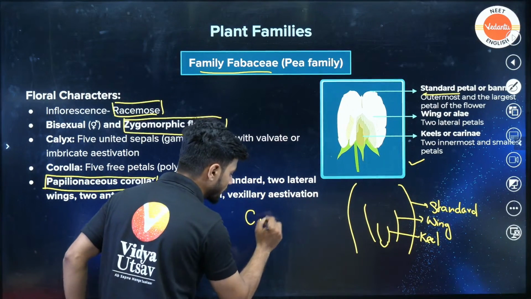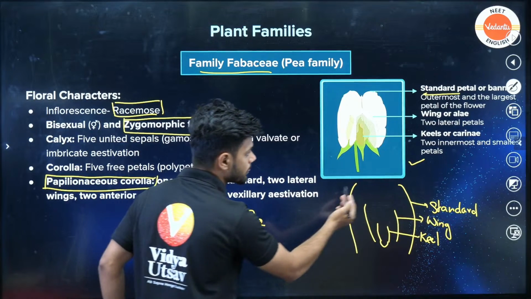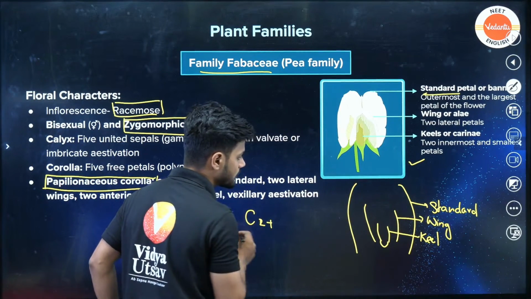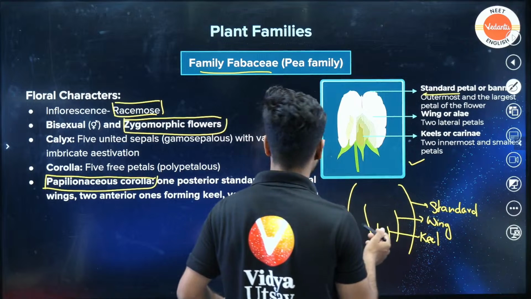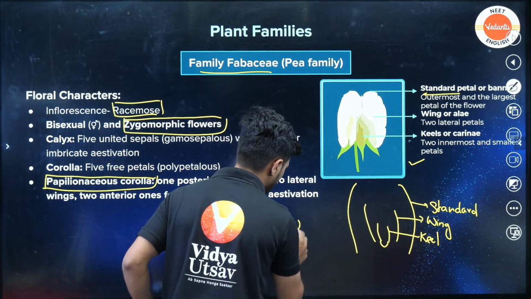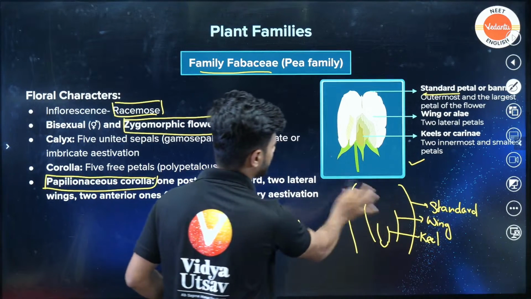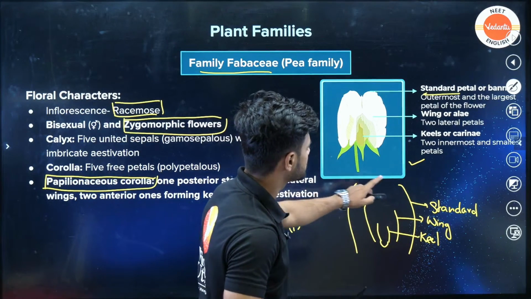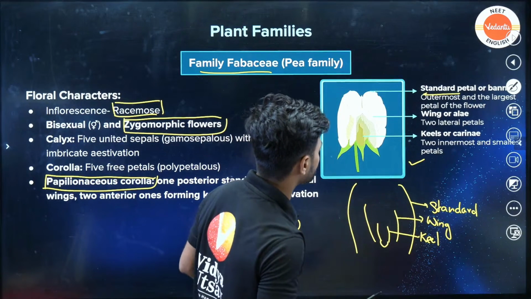Corolla 2 plus 2 plus 1. Clear? 2 plus 2 plus 1. 2 standard for the outer sides, 2 lateral, and the 2 innermost. Okay.